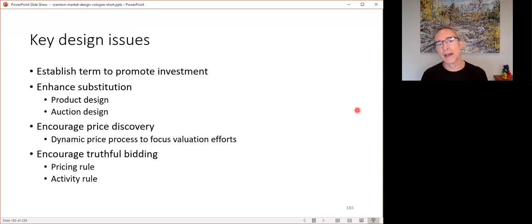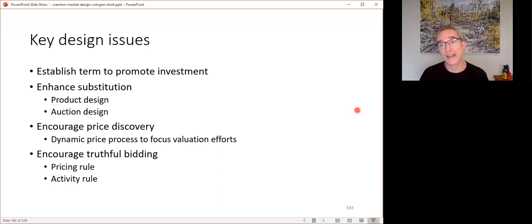We get to think about what product we are auctioning. How are we going to slice the spectrum in frequency, in geography, and how can we make the process work as best as it can? Over the last nearly 25 years that we've been doing these auctions, we've learned a lot, and they've evolved to a very high state.